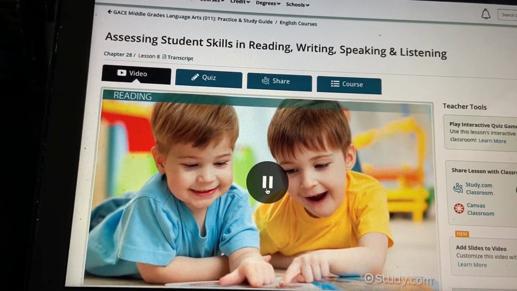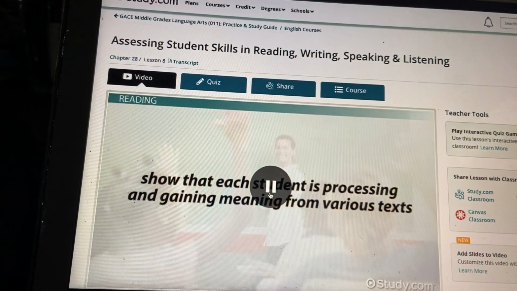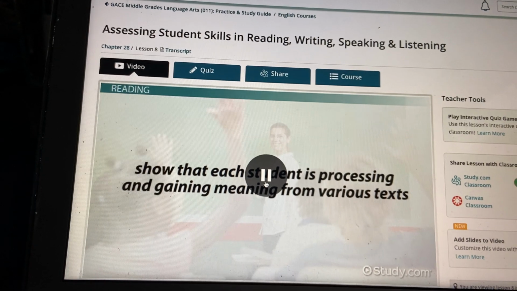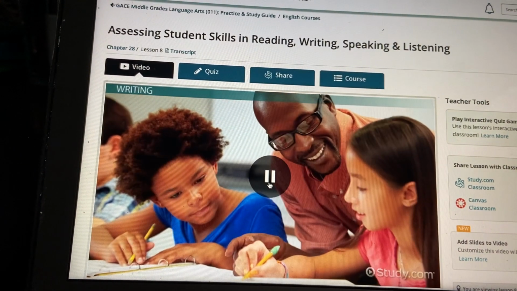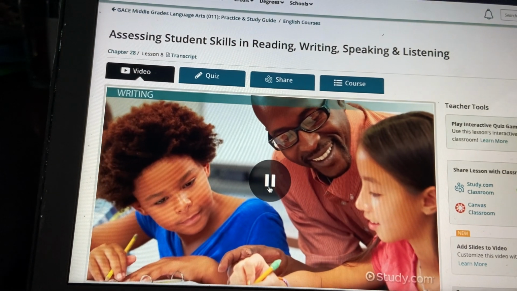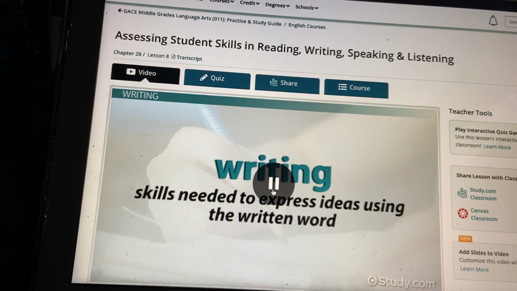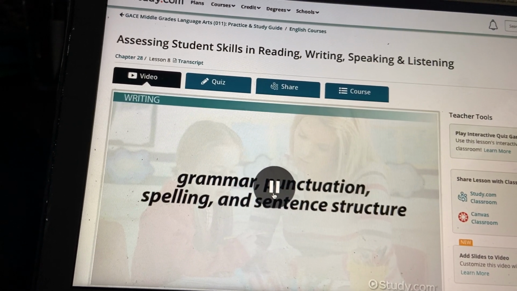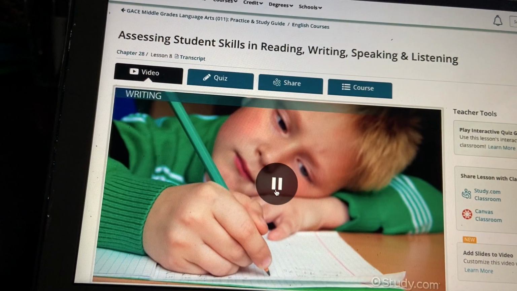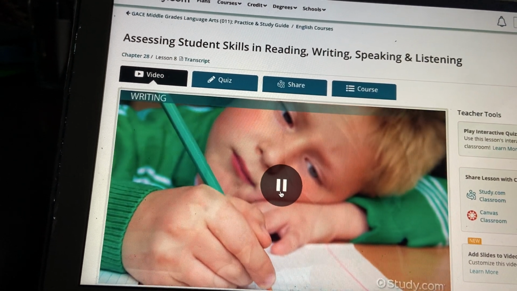This type of assessment could be modified for any number of reading objectives and standards. Basically, your assessments need to show that each student is processing and gaining meaning from various texts. The second major area of language arts is writing, which includes skills needed to express ideas using the written word. These include grammar, punctuation, spelling, and sentence structure. Like reading, writing is also essential across curriculums and in the workplace.